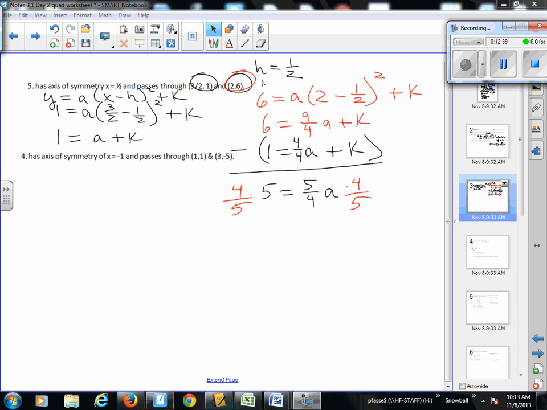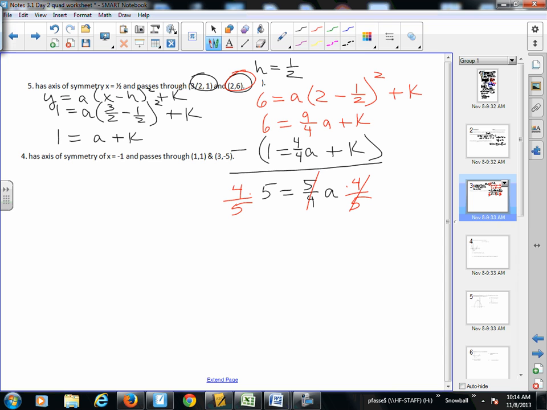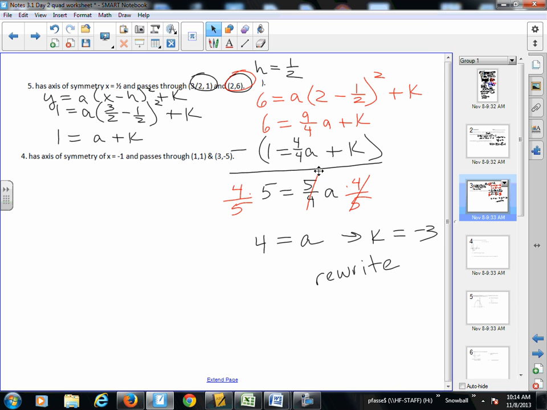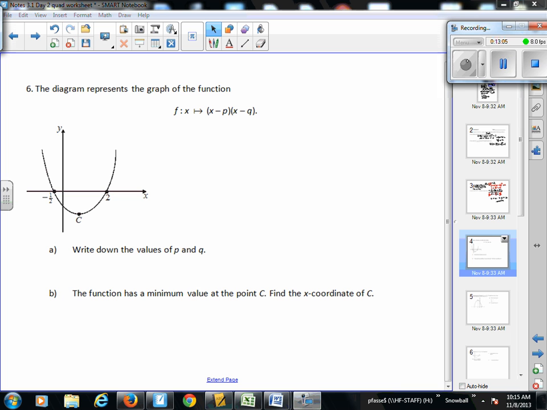Now these cancel, and we have 20 over 5, or the 5's cancel, we have a equals 4. If we plug a back in, in either of the equations, we get k equal to -3. In the interest of time, we're not going to, but you rewrite with a, h, and k plugged in. That right there is in factored form.